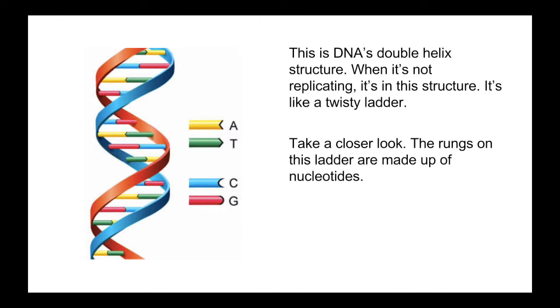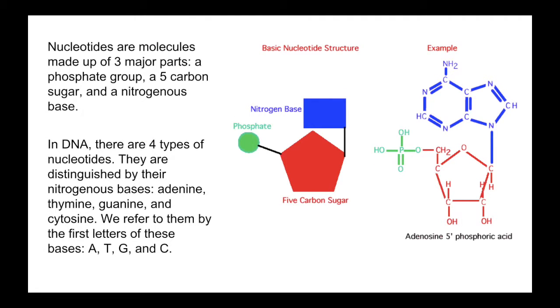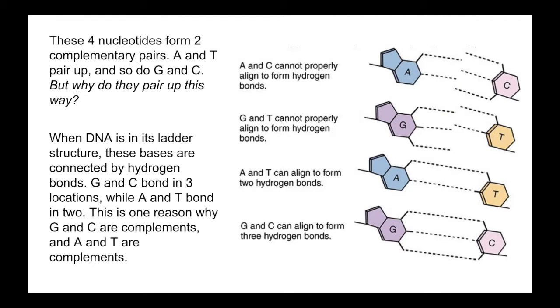It looks sort of like a twisty ladder. The rungs in this ladder are made up of nucleotides. Nucleotides are molecules made up of three major parts: a phosphate group, a 5-carbon sugar, and a nitrogenous base. The nitrogenous bases pair up in complementary pairs and are connected by hydrogen bonds. This is what forms the rungs in the twisty ladder.